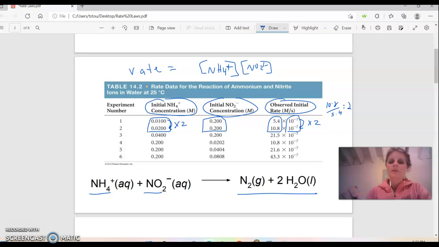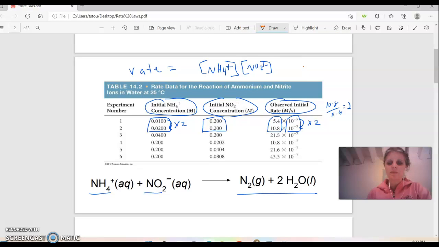So far what I know is that when I double the concentration of NH4, I will double the rate. If you look at my mathematical relationship right there, if I say this is 1, then the rate will come out to be 1. But if I double the concentration to 2, then my rate will be double that, or 2. So far my mathematical relationship is working. It's looking pretty good. Now I've got to look at my other reactant.